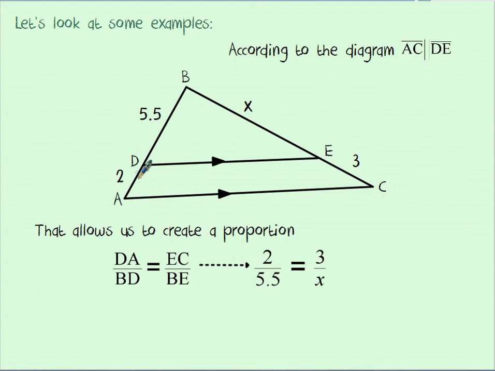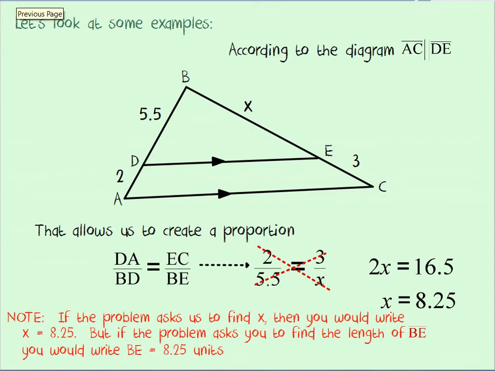So I'm going to say DA over BD, 2 over 5.5, is equal to 3 over X, EC over BE. And then it becomes a simple matter of doing some cross products. When I do cross products, I get 2x equals 16.5, and when I divide by 2, I find that x is equal to 8.25.